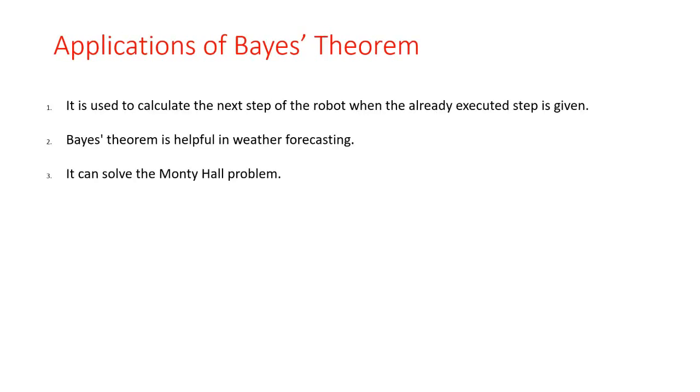So next, what are the applications of Bayes theorem? It is used to calculate the next step of a robot when the already executed step is given. Bayes theorem is helpful in weather forecasting, and it can solve the Monty Hall problem. So we can use Bayes theorem in weather forecasting type problems, Monty Hall type problems, and also in robots when the already executed step is given. Okay, so these are the applications of Bayes theorem.